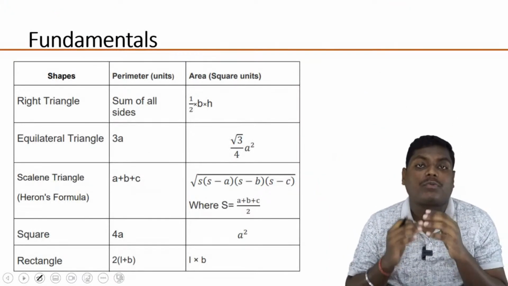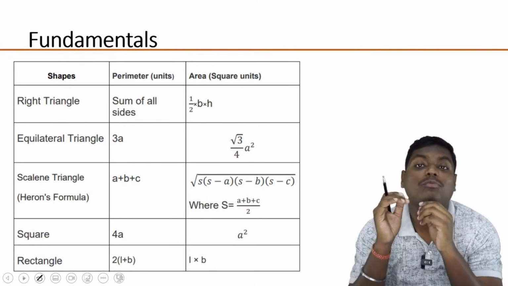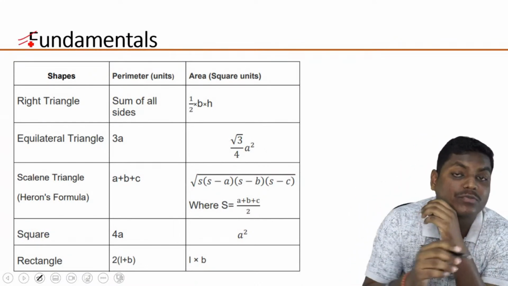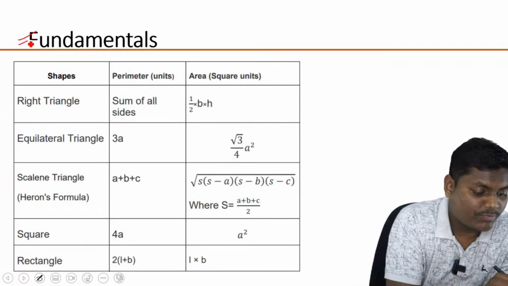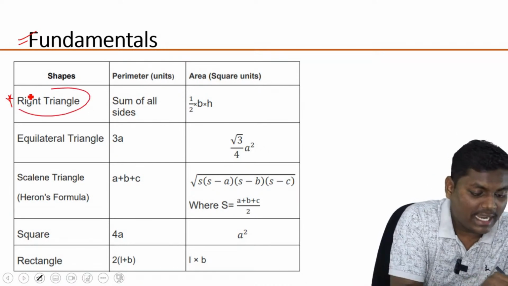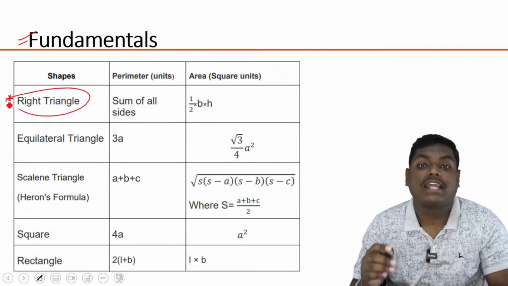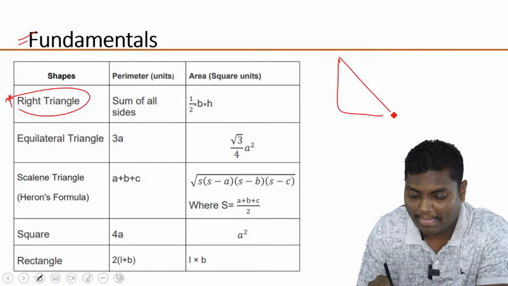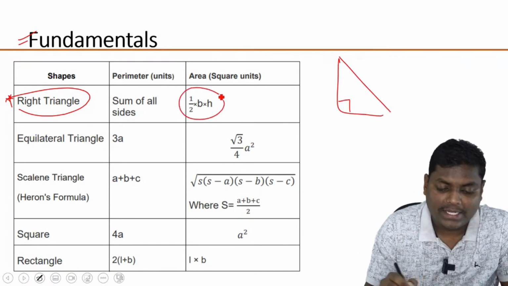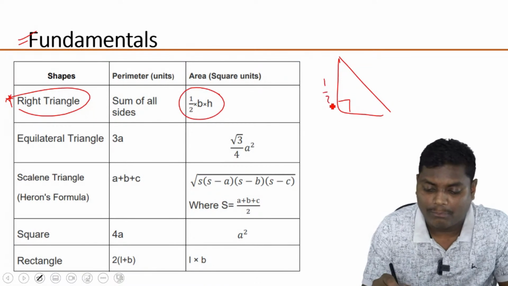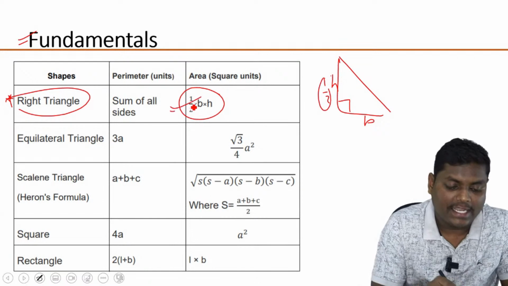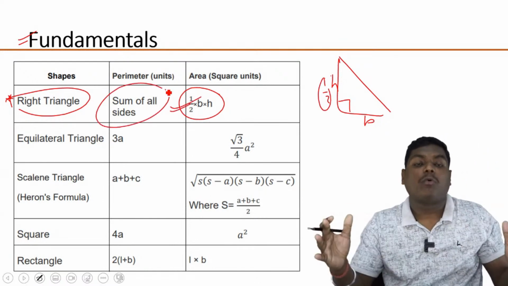So before moving to the questions, let's briefly discuss all the formulas and the quick pointers that we need to know before we move into mensuration and solving problems. Going to the formulas, first the right angle triangle. As the name suggests, the angle is 90 degrees, and the area is given by half breadth into height. So this is my breadth, this is my height. This is the area, and the perimeter is the sum of all sides.